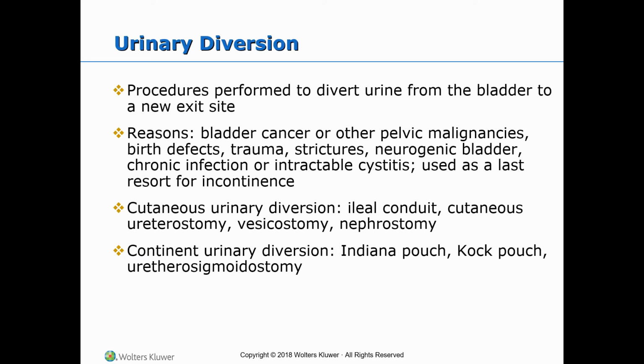Examples are ileal conduit, cutaneous ureterostomy, vesicostomy, and nephrostomy. Continent urine diversion includes Indiana pouch, Kock pouch, and ureterosigmoidostomy. Continent urinary diversions connect the ureters to a reservoir or pouch created from a portion of the ileum and cecum. A nipple-like valve is created which allows the client to self-catheterize the pouch after full healing and eliminates the need to wear a pouch over the stoma all the time.